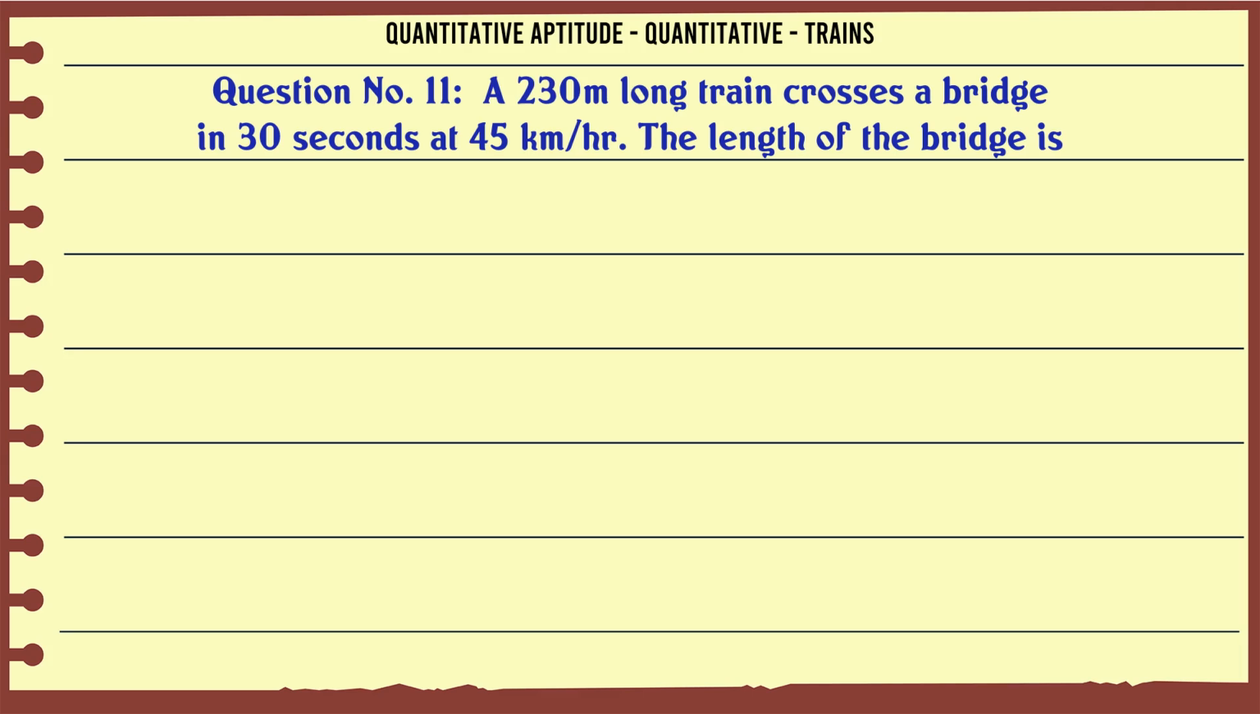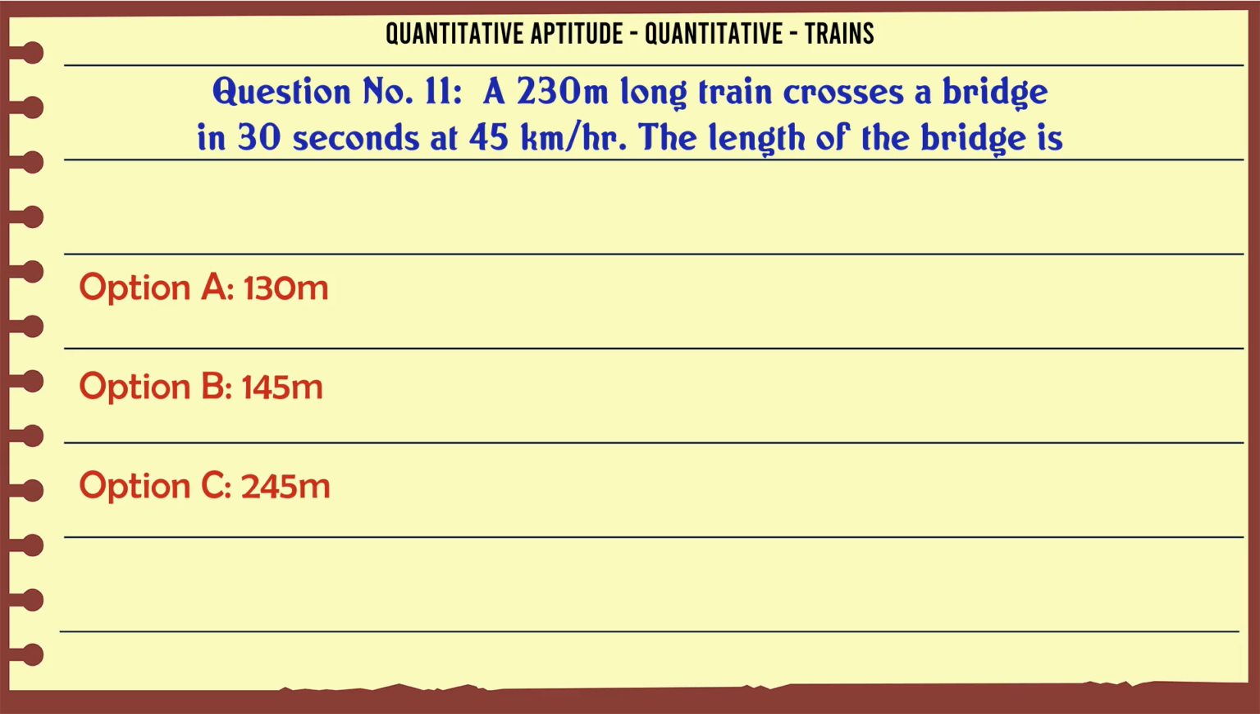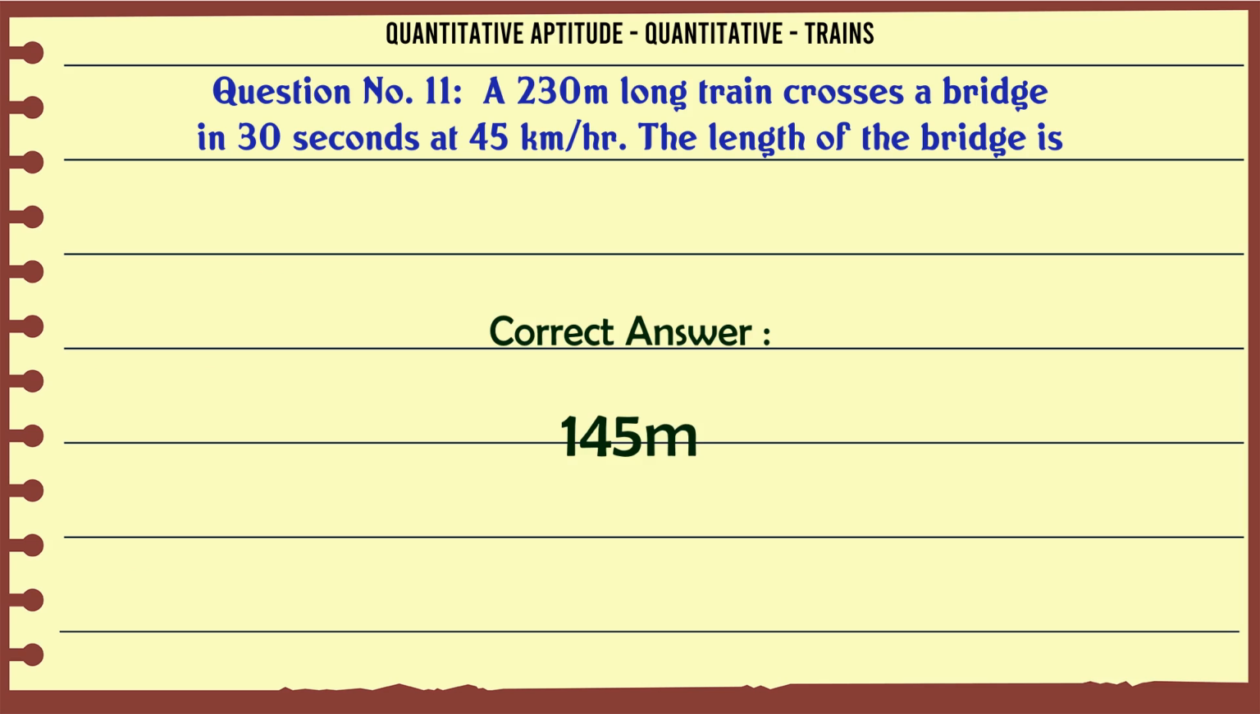A 230 m long train crosses a bridge in 30 seconds at 45 km/h. The length of the bridge is A 130 m. B 145 m. C 245 m. D 250 m. The correct answer is 145 m.